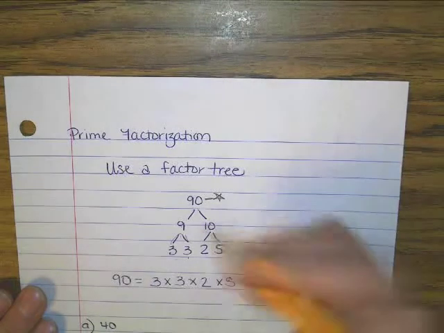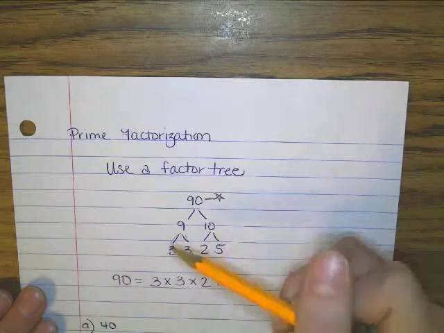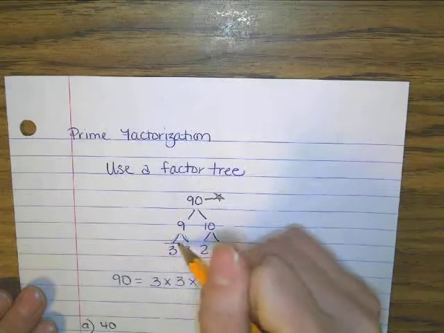Okay, so if I get done with my tree, if I get to a prime number, I'm going to either circle it or square it.